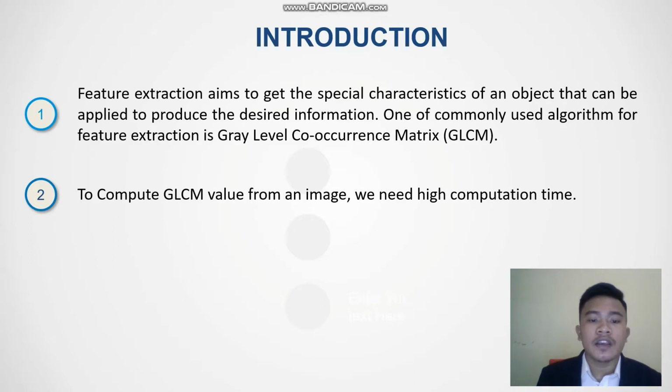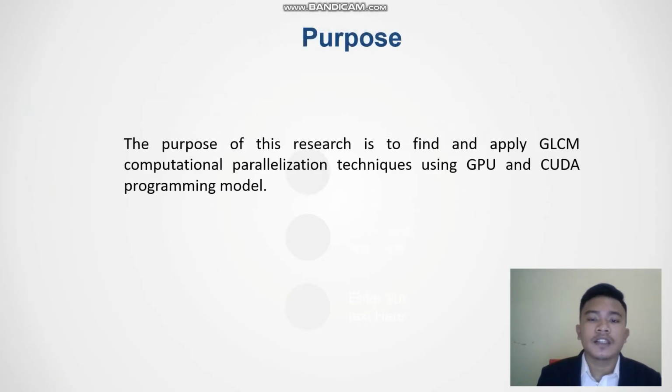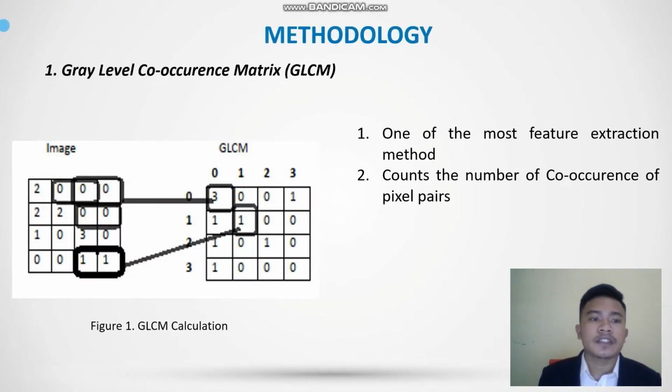Why? If we calculate the GLCM value from an image, we need to check the co-occurrence pairs of pixels in an image. So per row of the image matrix, we need to check one by one, so it needs high computation time. So the purpose of this research is to find and apply a GLCM computational parallelization technique using GPU and the CUDA programming model.